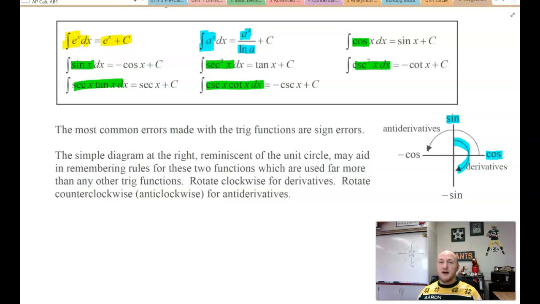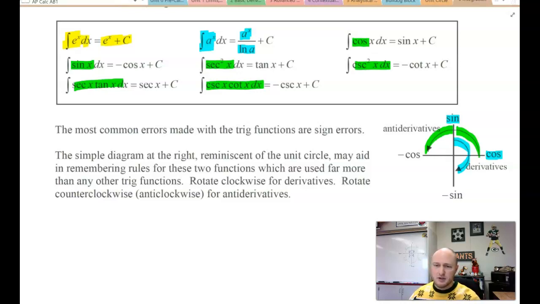Now, in order to find the antiderivatives, we move in a counterclockwise direction. If I'm taking the integral of cosine, that's going to give me sine. And the integral of sine is going to give me negative cosine. So you can just move in the opposite direction. And I have it right here, right behind me on the board, that same mnemonic device, okay? So that can help you remember that.